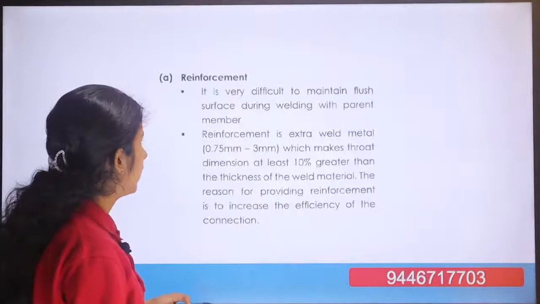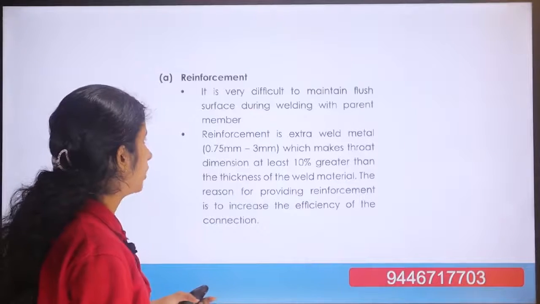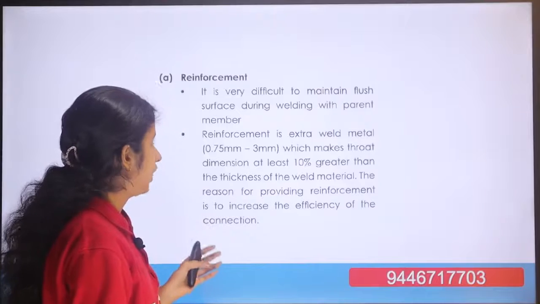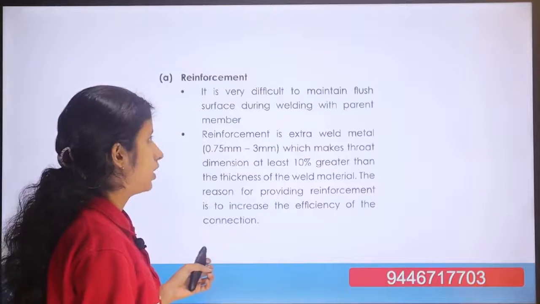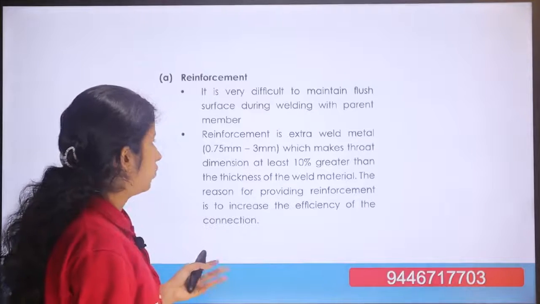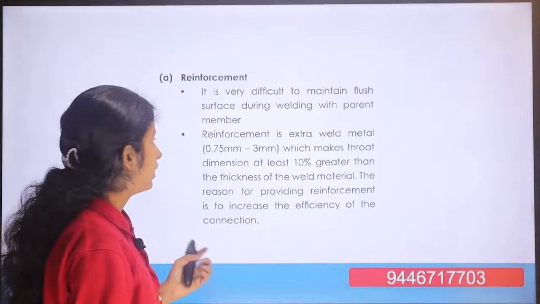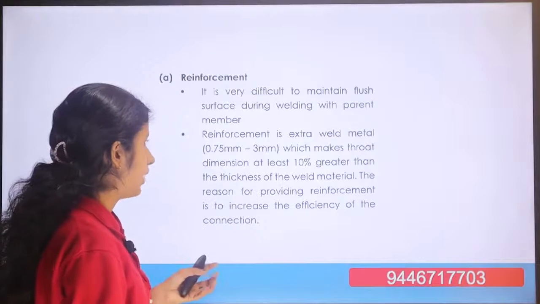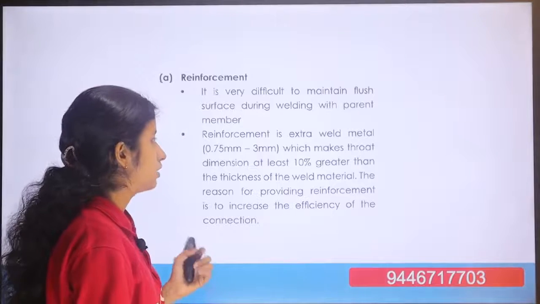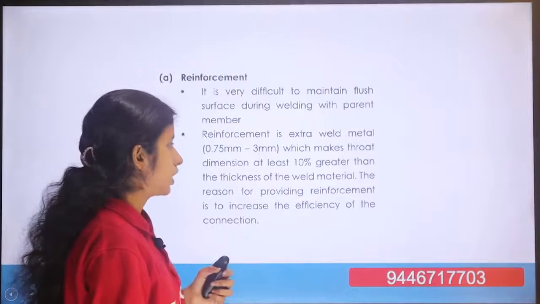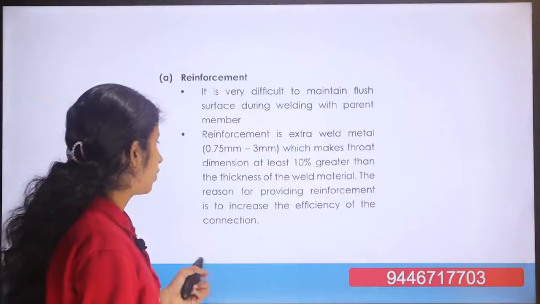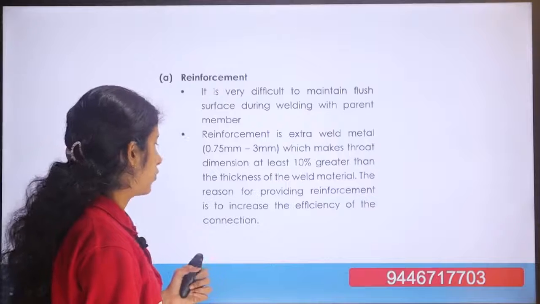Then next is the reinforcement. It is very difficult to maintain a flat surface during welding with the parent member, and reinforcement is extra weld metal of 0.75 mm to 3 mm, which makes the throat dimension at least 10% greater than the thickness of the weld material. The reason for providing reinforcement is to increase the efficiency of the connection.